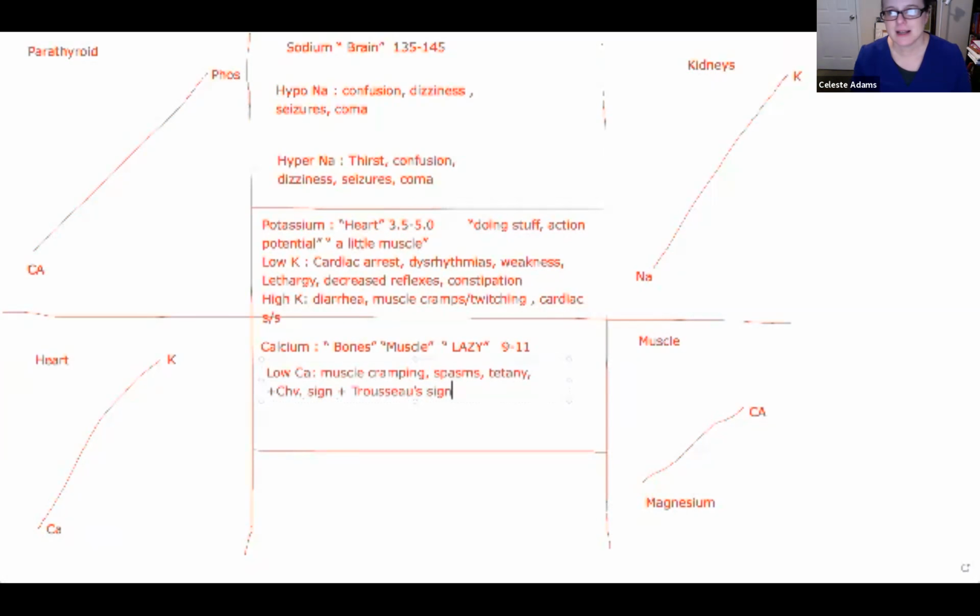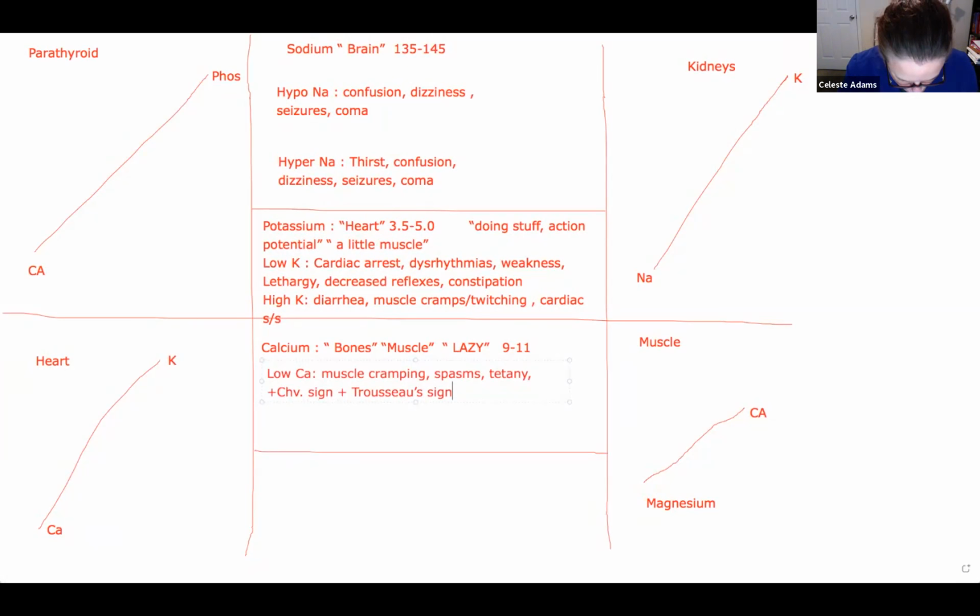Again, excitability shows that excitability, not lazy. Okay, low calcium. And also increased reflexes. Because again, that's that excitability, right? So we're going to see all kinds of excited reflexes, excited muscles. Everything's going to be excited in low calcium because it's not lazy.